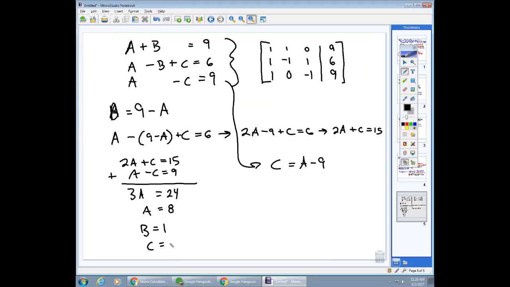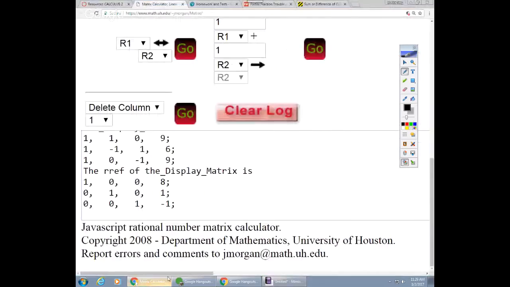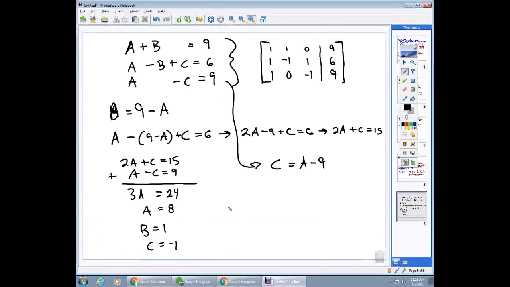Is that what that program said? 8, 1, negative 1. Yep, same thing. All right, and there's my A, B, and C. Cool. All right, that's half the battle.